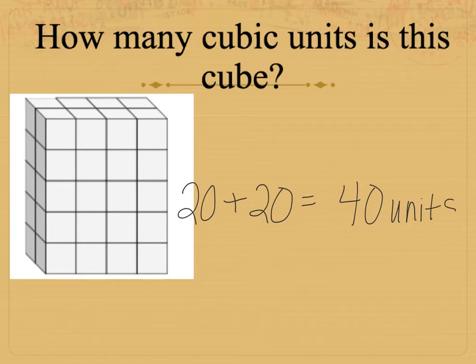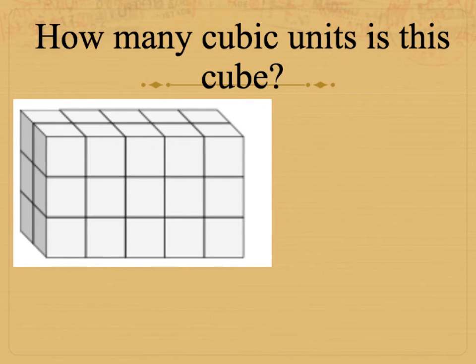And the way that we represent that is we do units cubed. Now, if we knew that this cubic unit equaled a centimeter, then we could say that this was centimeters cubed. But we don't know what the measure of this part is, so we're just going to call it a unit. Okay, go ahead, pause the video, count how many cubic units are in this one cube.